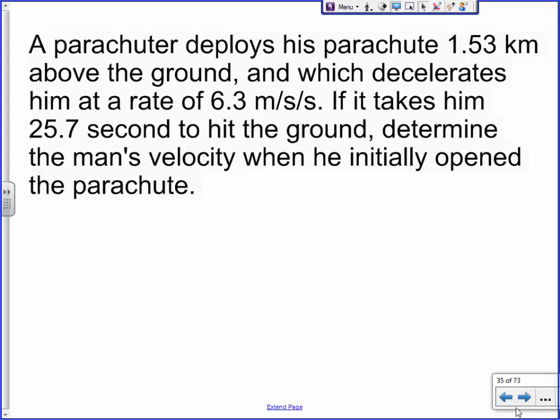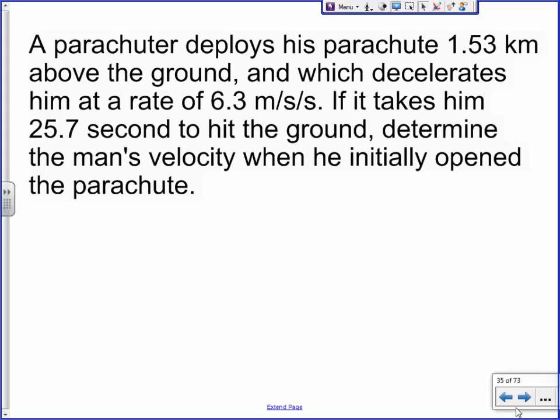Parachuter deploys his parachute 1.53 kilometers above the ground. Take note of units. We probably can't work with kilometers, so we'll have to convert. He decelerates at a rate of 6.3 meters per second per second. It takes him 25.7 seconds to hit the ground. How fast is he going? How fast was he going when he initially opened the parachute, though?